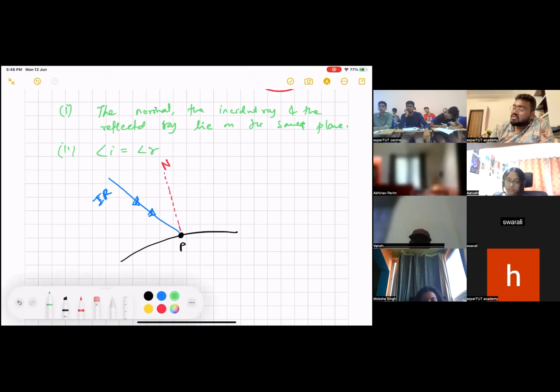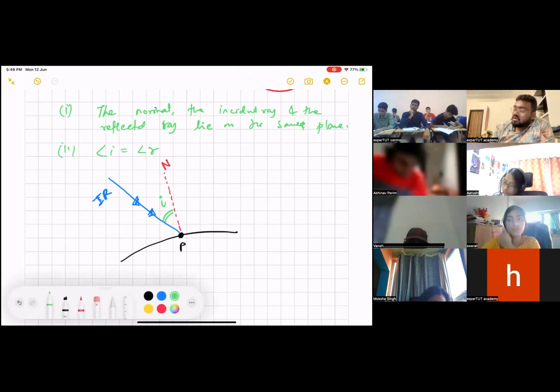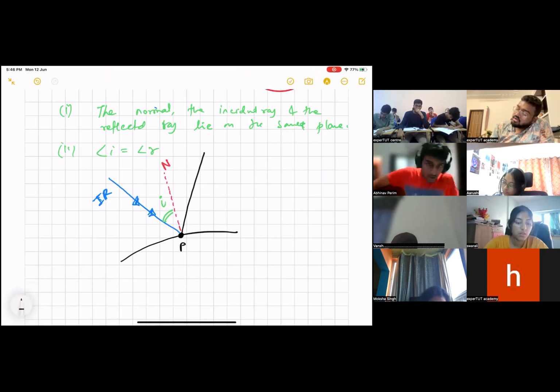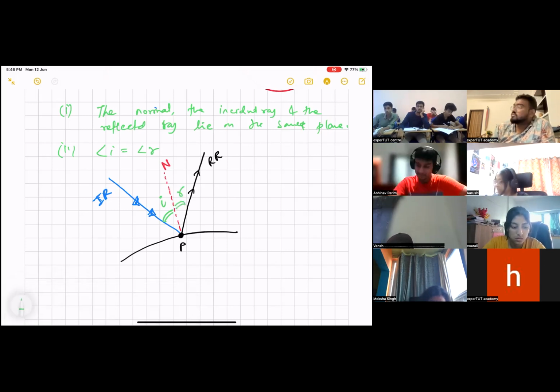This is called angle of incidence, angle I. Angle of incidence is the angle between the incident ray and the normal ray. Then there is something called reflected. So this ray will be reflected like this. And that ray I'm calling RR, reflected ray. And this angle between the reflected ray and the normal is R.